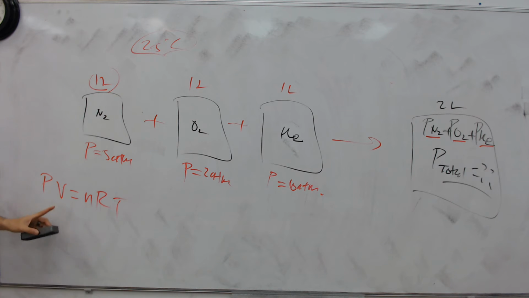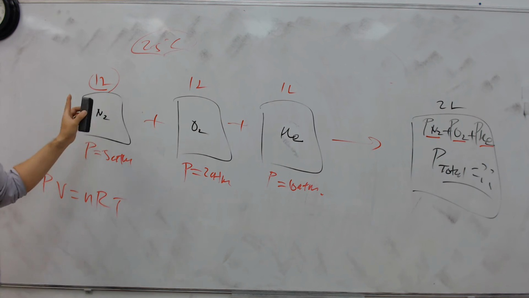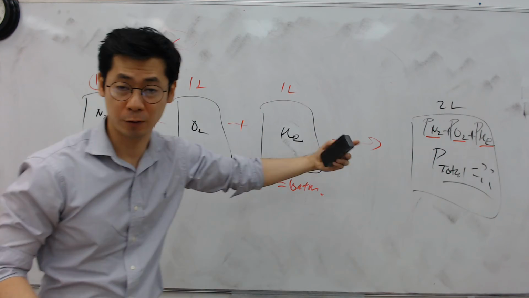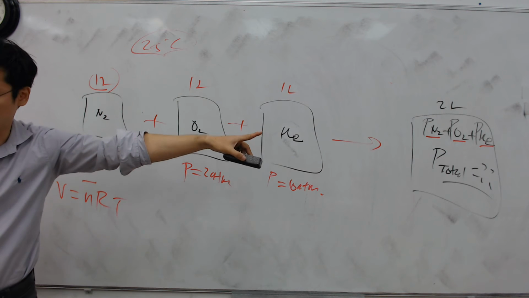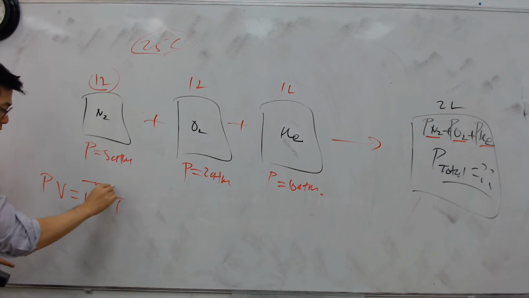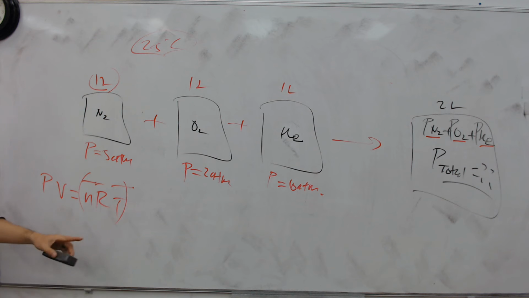So what is changing? If I take all the N2 gas and throw it into a bigger container, from 1 liter to 2 liters, what is changing? The number of moles of N2 gas is not changing, because if I had 1 mole, that stays the same. R is a constant, and temperature is not changing. So nRT is not changing: number of moles, constant R, temperature. What's changing, guys? Pressure and volume. Which means what? I'm going to start the equation.